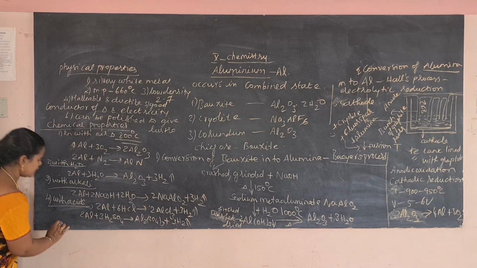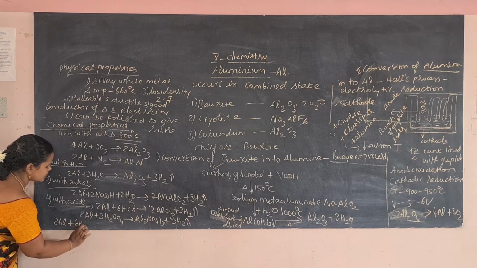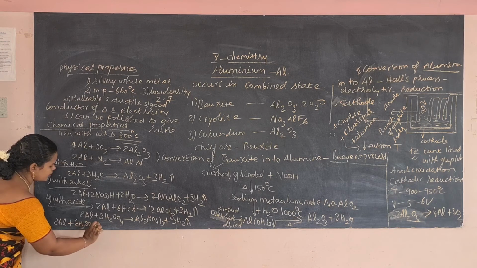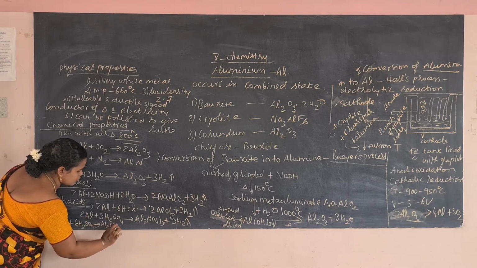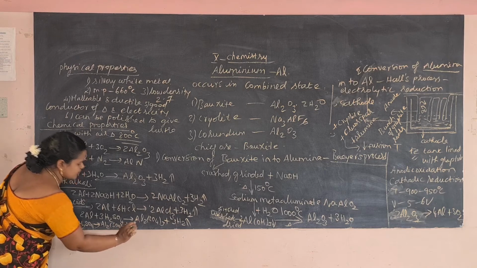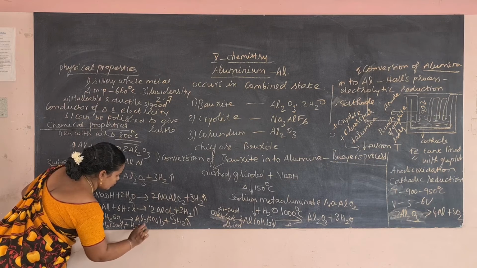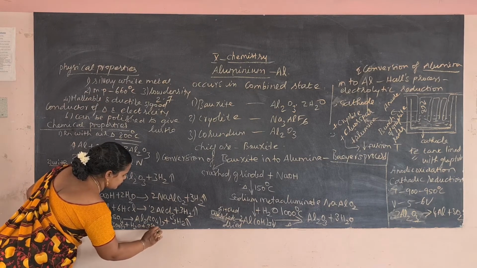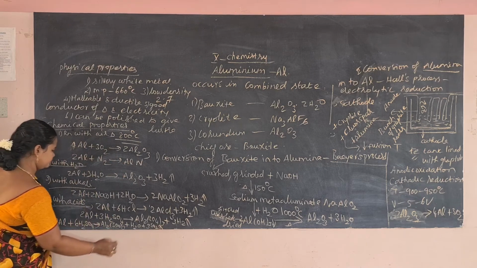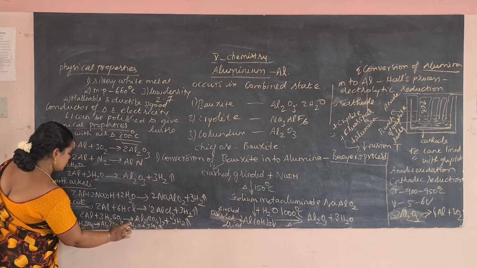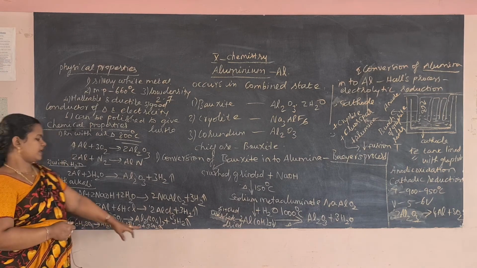Then this aluminium reacts with concentrated sulfuric acid. It forms the same aluminium sulfate, Al2(SO4)3, plus H2O plus 3 moles of sulfur dioxide gas. SO2 gas is liberated. Sulfur dioxide gas is liberated.